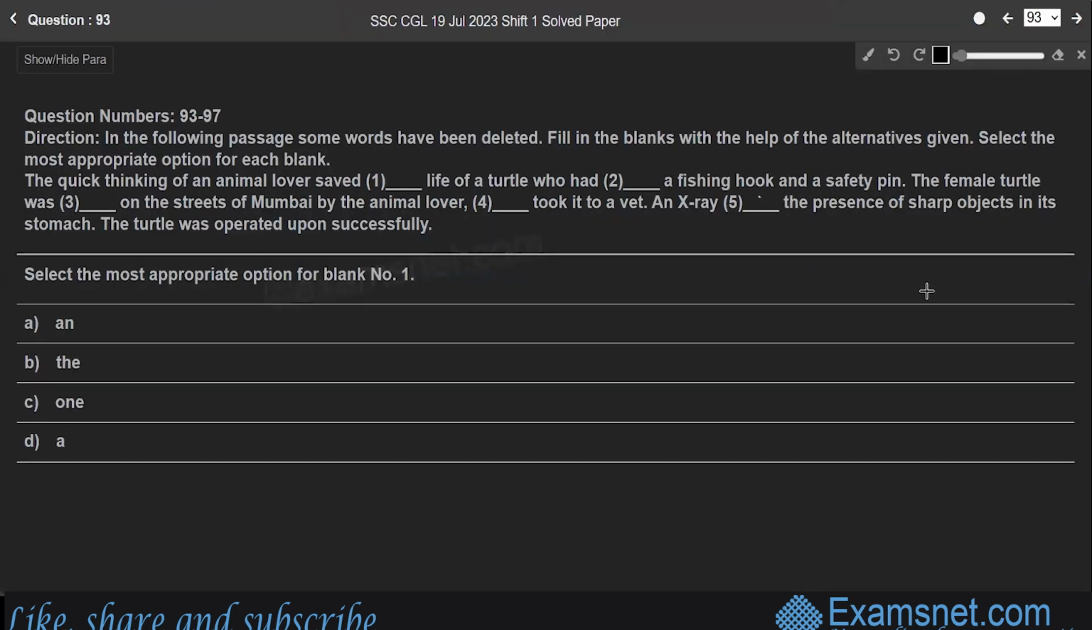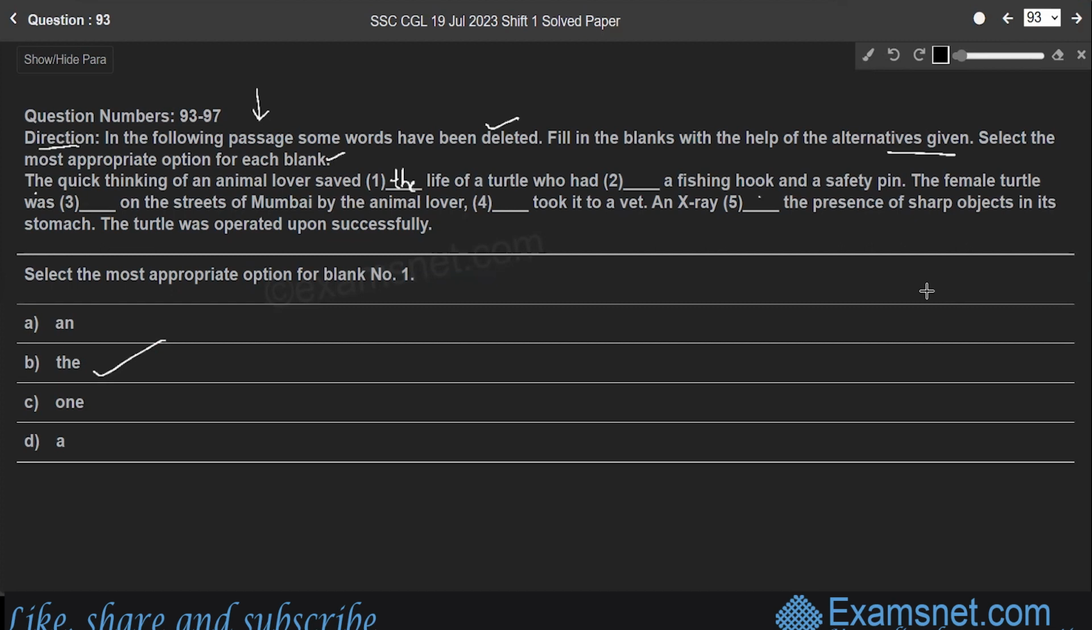Students, questions from 93 to 97 are based on the below passage. Here the direction is, in the following passage, some words have been deleted. Fill in the blanks with the help of the alternatives given. Select the most appropriate option for each blank. Here the passage is, the quick thinking of an animal lover saved dash life of a turtle. So here the proper article is the: the life of a turtle.